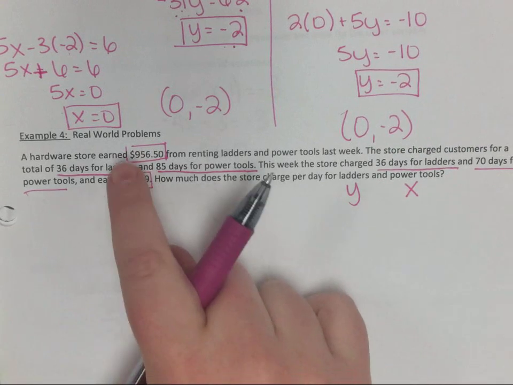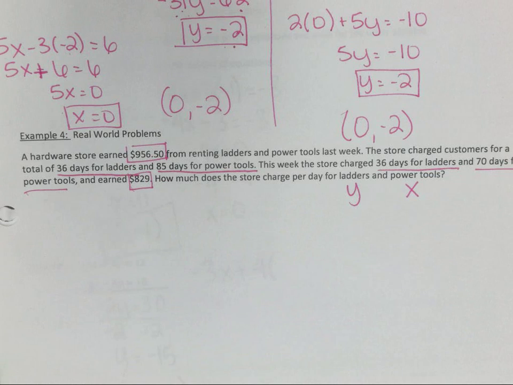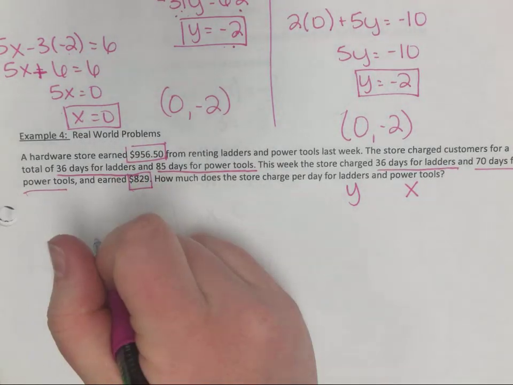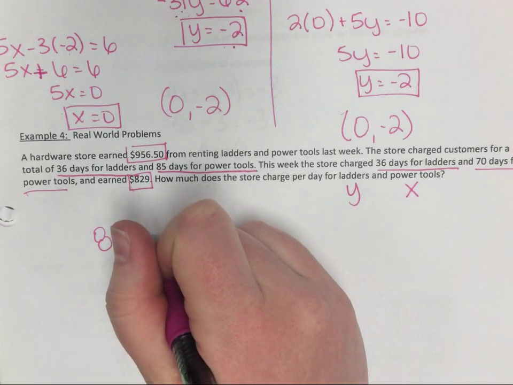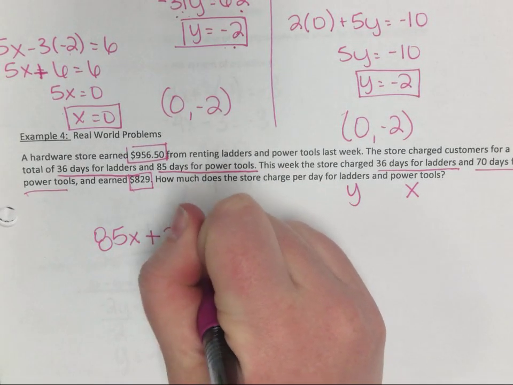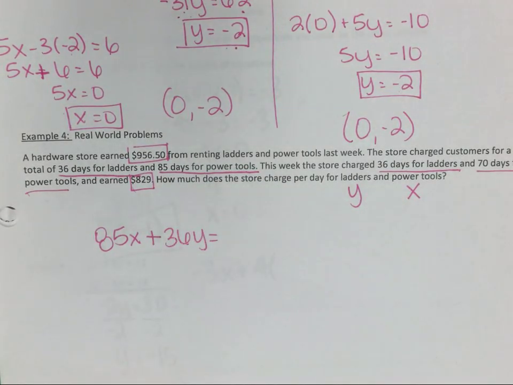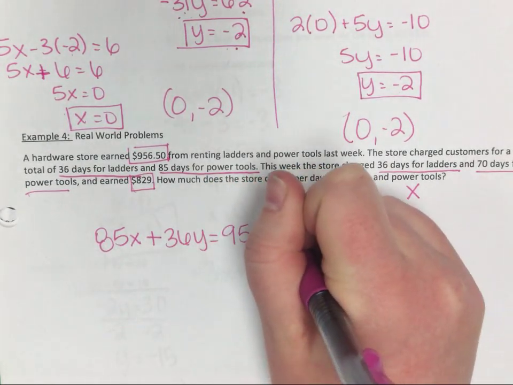So our first equation is going to be dealing with that first week. That first week, how many days did they rent out power tools? 85. So 85 what? X. They also, which means plus, rented out 36 days of ladders. So 36Y. And their total came to? $956.50. Very good.